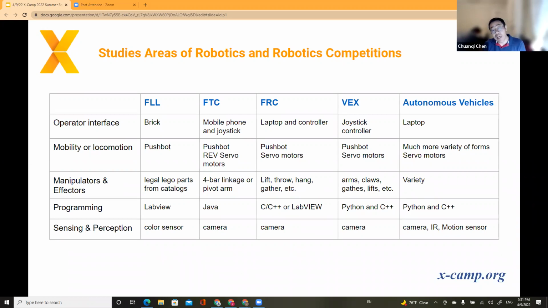For example, in FLL, when you choose a part, you can only choose from a limited set of legal parts. You cannot take parts from other places, and sometimes you can get disqualified. There are some special things in FTC, which normally uses Java, and some special things in FRC and VEX. So we will talk about the common topics, and we'll also highlight what's special for different competitions. Right. Next slide.